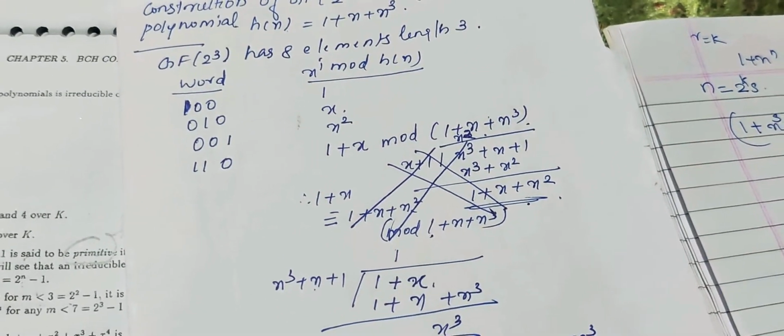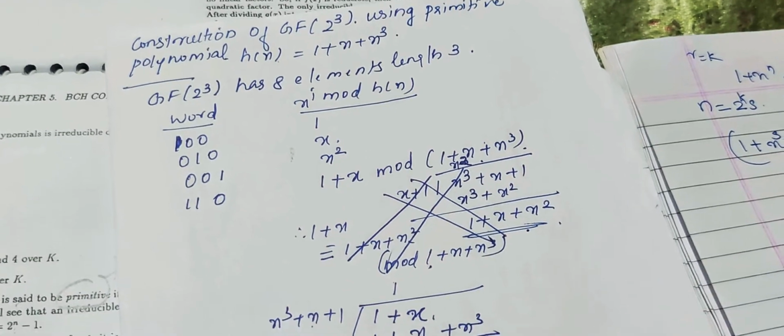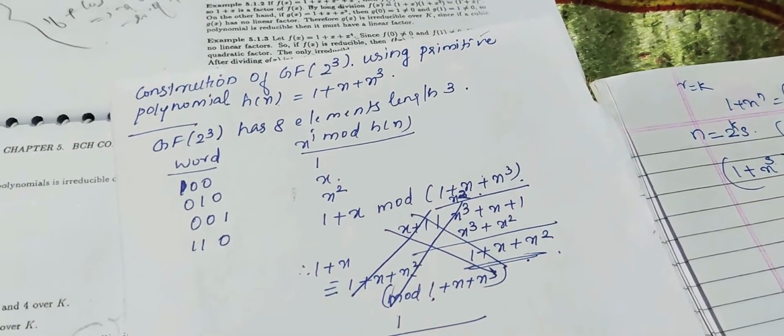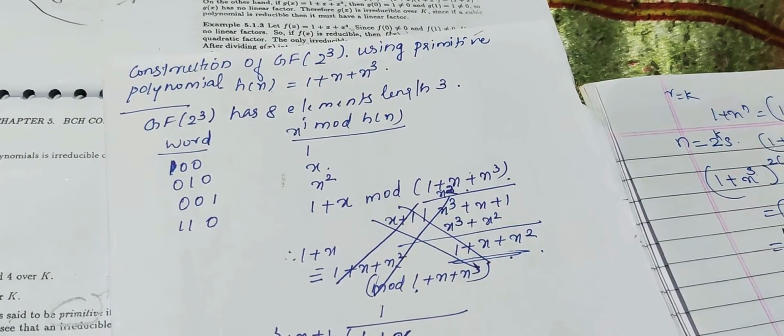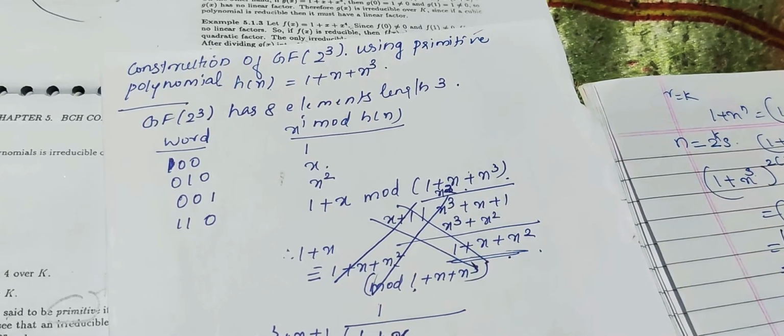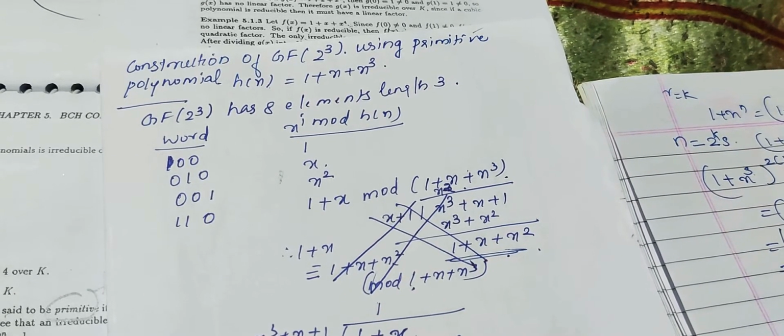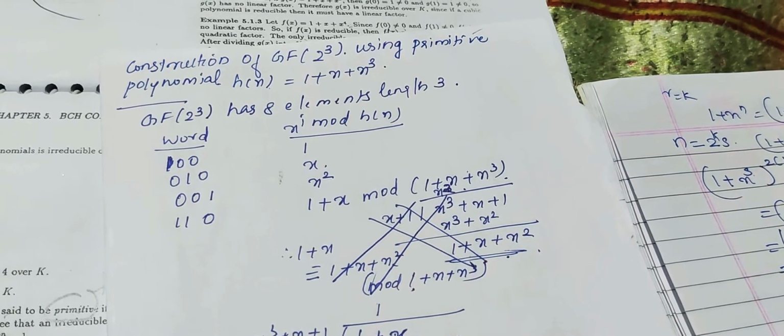So here the construction of Gauss field of 2 raised to 3. That is R is equal to 3, which we have already considered. When we say Gauss field of 2 raised to 3, what will there be? There will be 8 elements, 8 elements of length 3.